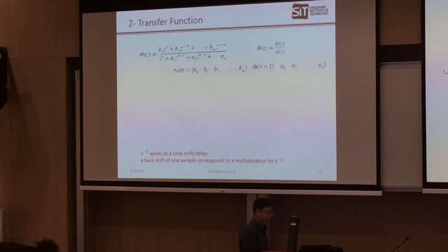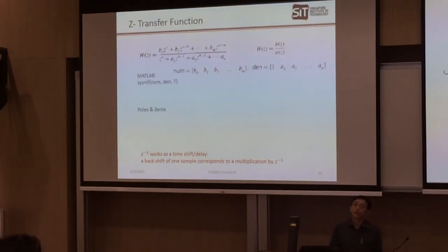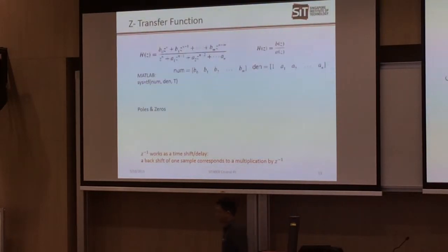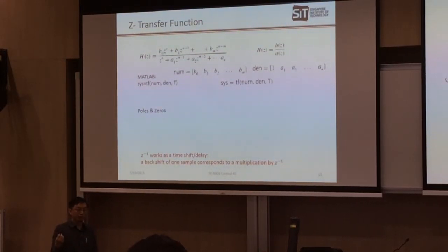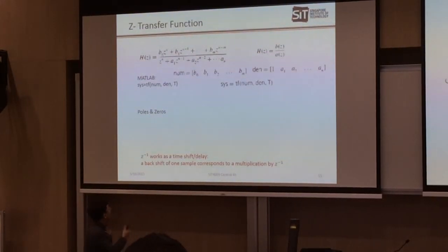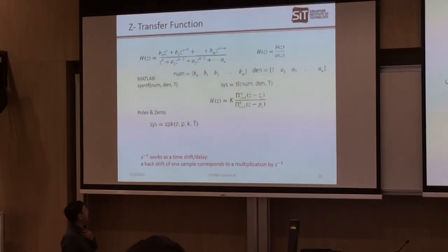And if you are familiar with MATLAB, you can also use some MATLAB command to come out with the transfer function. So if you have the numerator and denominator, you just put the numerator and denominator there, but also put your time period. Because for the digital control function, you need to have a sampling time. You need to determine the period. And you can also use some command to find the poles and zeros. The command is the same as the continuous command, but you need to put the time period, okay? To indicate this is the digital one.